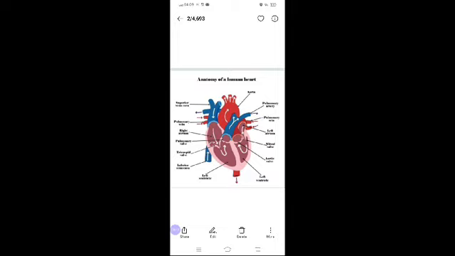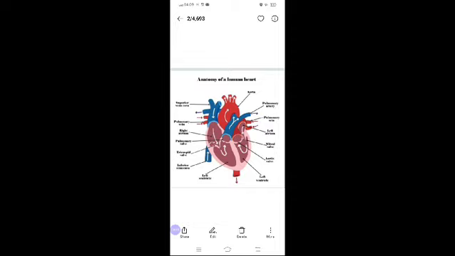Our heart is made up of muscles that pump the blood throughout our body. How does it pump the blood throughout the body? You have to understand it by focusing on the white arrows.